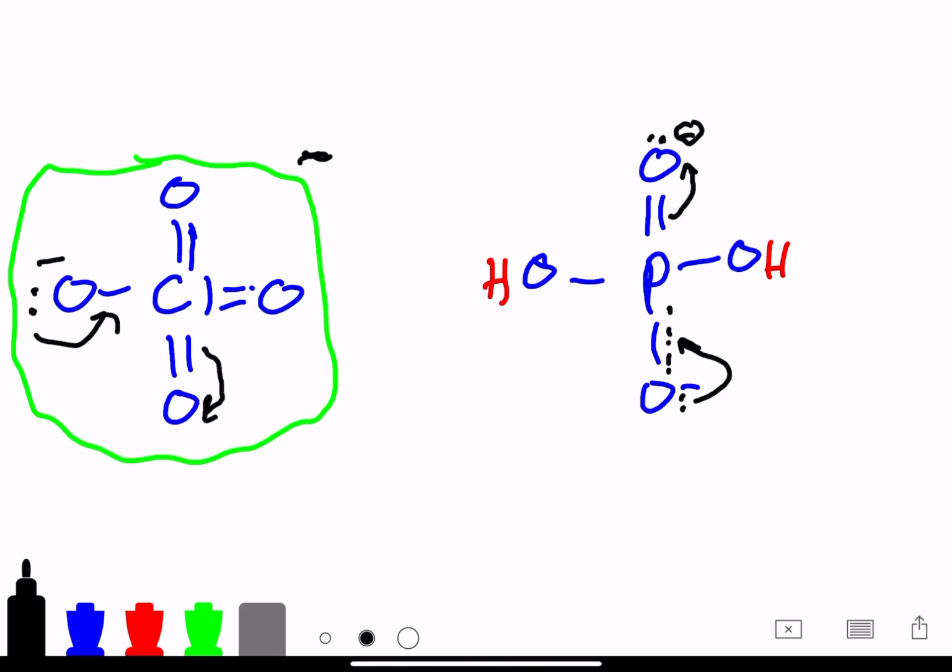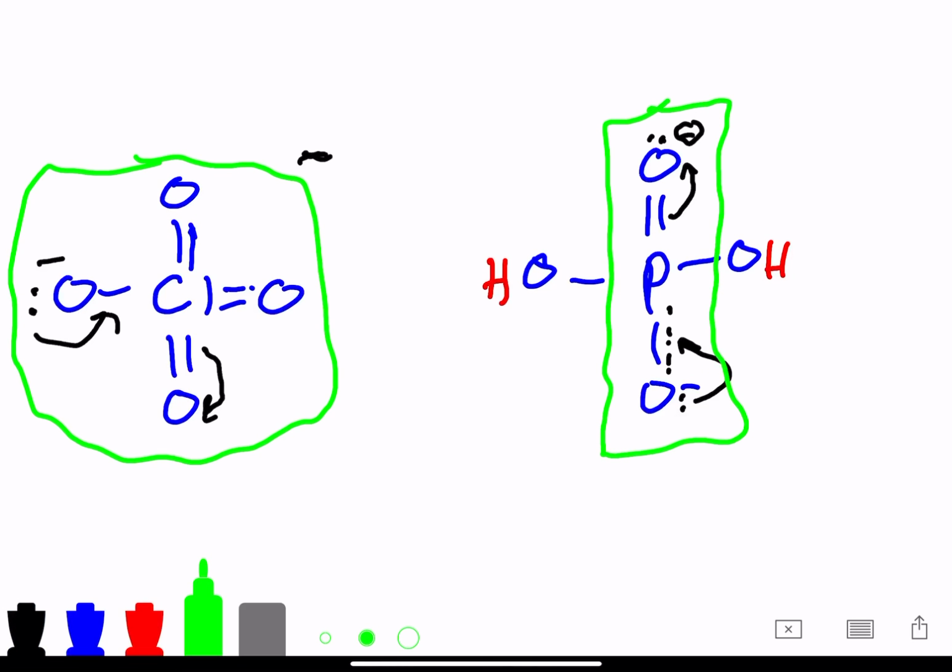Whereas in phosphoric acid, the negative charge is going to be confined to a much smaller area. And remember what we learned during lecture is that if you can take a charge and spread it over a larger area, you're going to have a more stable species. And that's what happens here, and that is why perchloric acid is strong and phosphoric is weak.